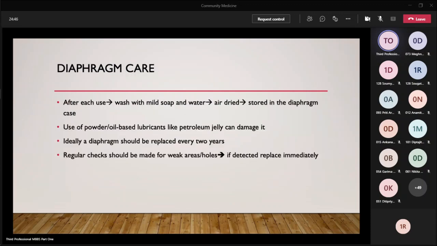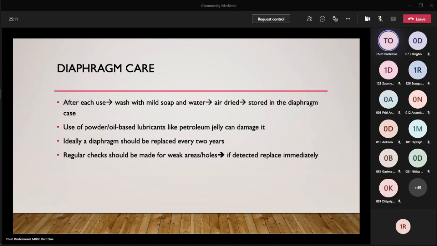After each use, the diaphragm is washed with mild soap and water, air dried, and stored in a diaphragm case. I'm going to include a photograph of a diaphragm case. There are small baskets in which the diaphragm can be kept for another use. Use of powder or oil-based lubricants like petroleum jelly can damage it, so we are not supposed to use them.